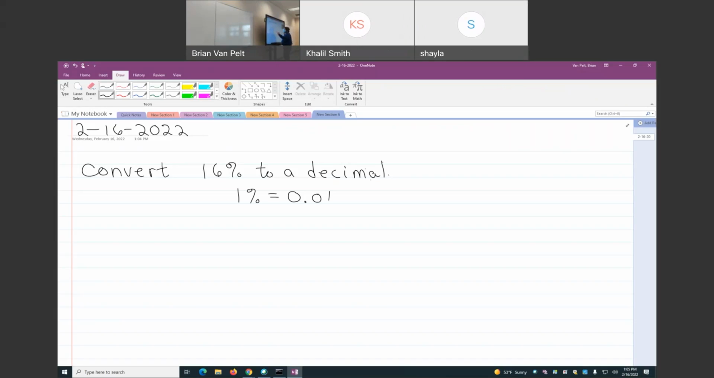Right? If I do 16%, that's the same as doing 16 times 1%, correct? That's the same as doing 16 times 0.01, right? Which is 0.16.